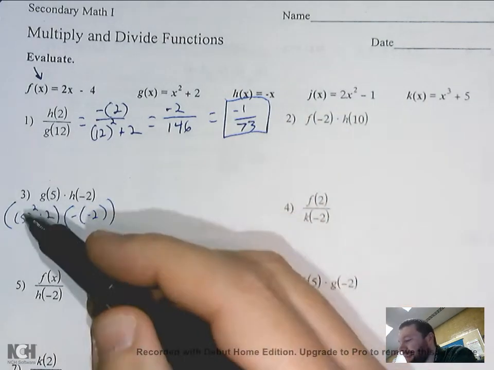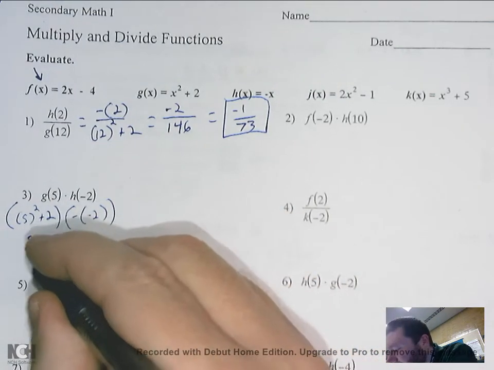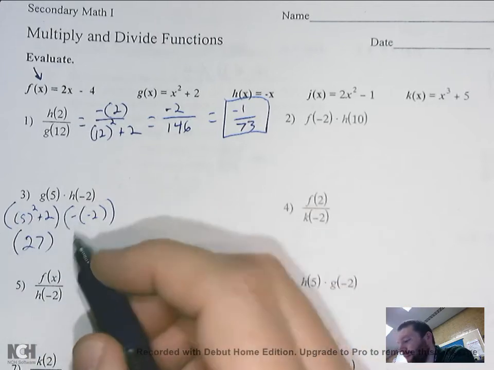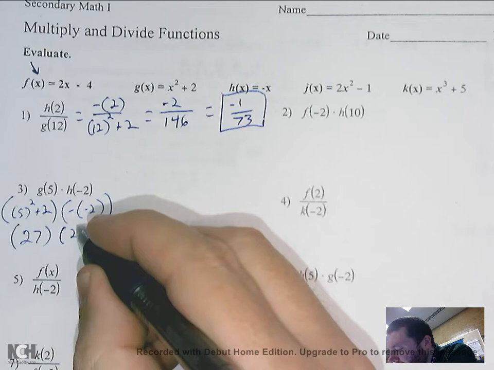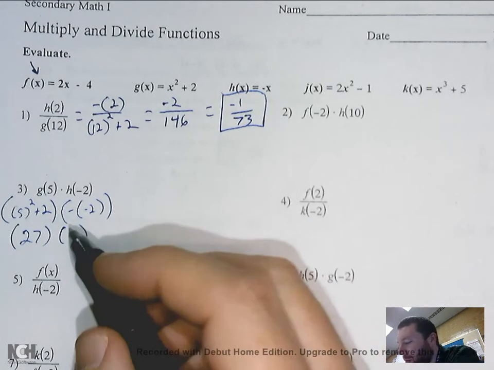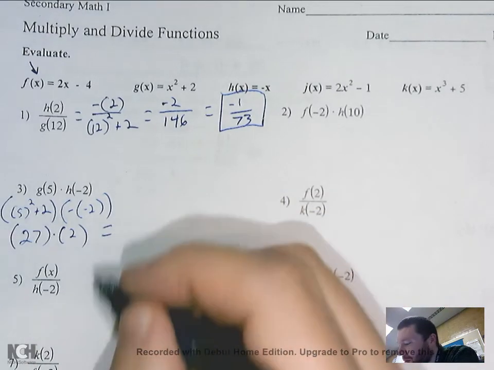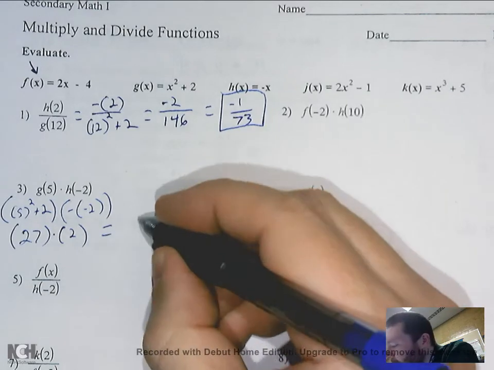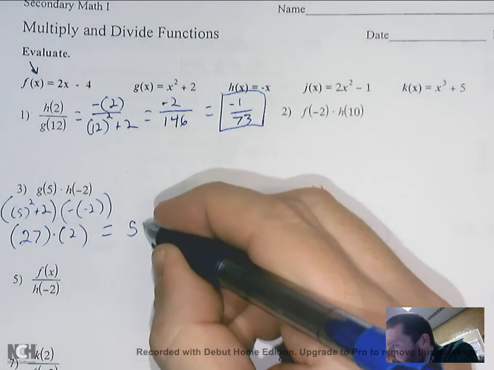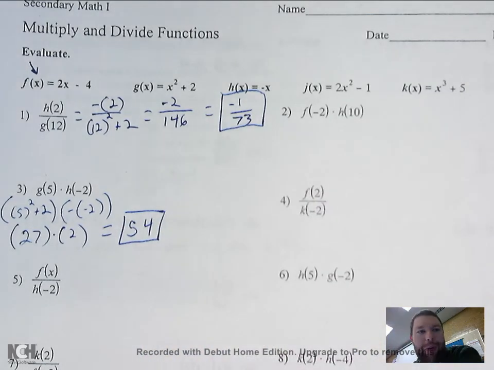Okay, now let's simplify these down. So 5 squared is 25, plus 2 would be 27. So this side goes down to 27. And then negative 2 would just be positive 2. Okay, and now I'm going to multiply. The parentheses next to each other means that they're multiplying. So 27 times 2 would be 54. Right? 54 would be my answer. Comes down to a nice, even number like that.